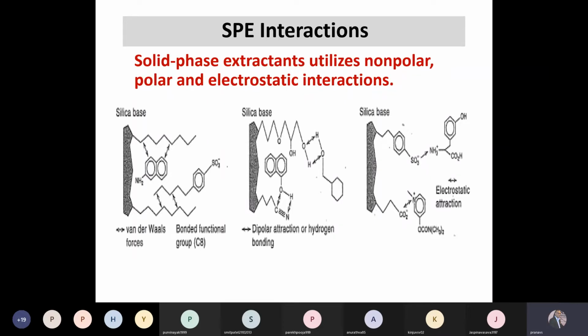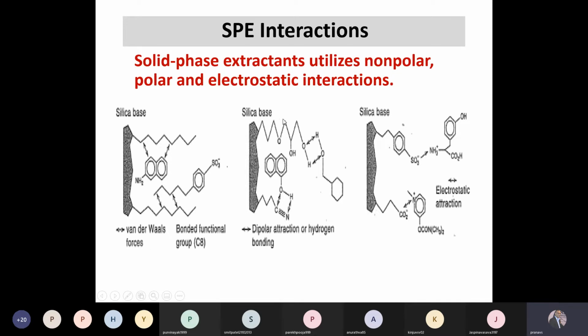We have just talked about C18 chains, and if you look on the left hand side, what you find is there will be weak forces. These are the chains. So there will be hydrophobic interactions or van der Waals interactions between the chains and the structure of the analyte. So these are the analytes and these are the chains which are coming out of the silica base. These are the hydrophobic chains. So there is one type of interaction which is known as van der Waals interactions.